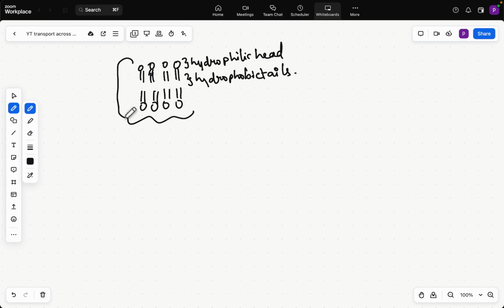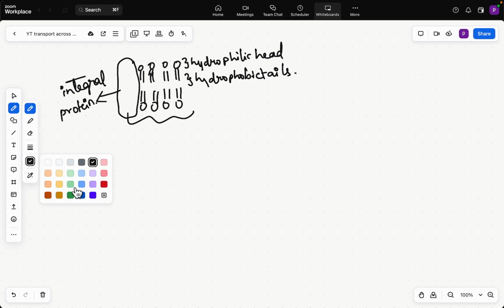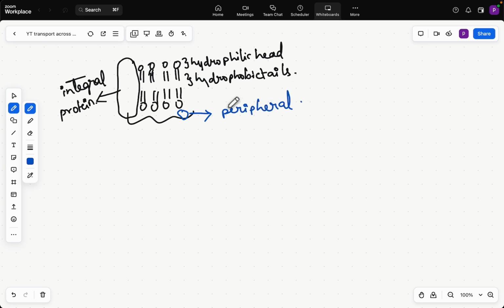And you have some integral proteins. This is the integral protein. You have some peripheral proteins as well. These are the peripheral proteins. By the name, you can just understand where the proteins are present. So based on the presence of the protein, we have given it a name.